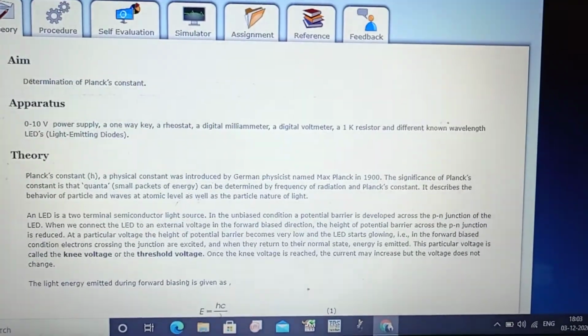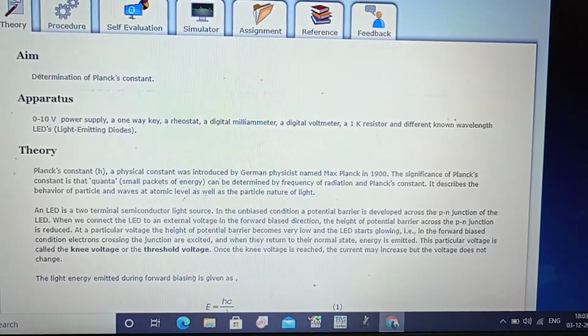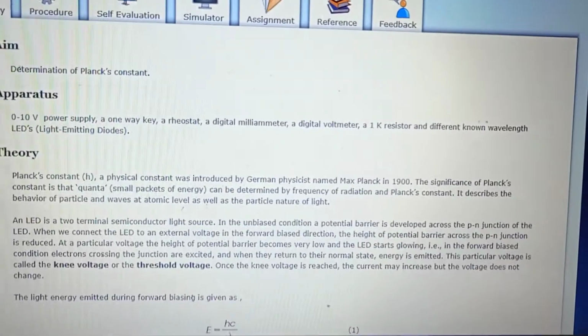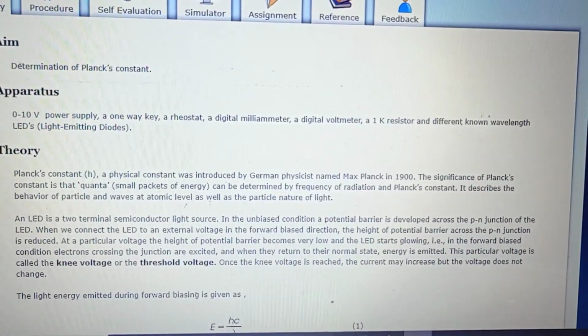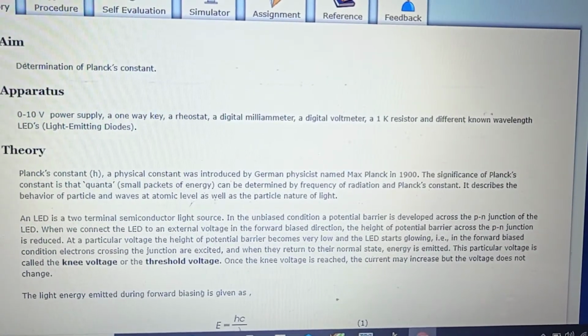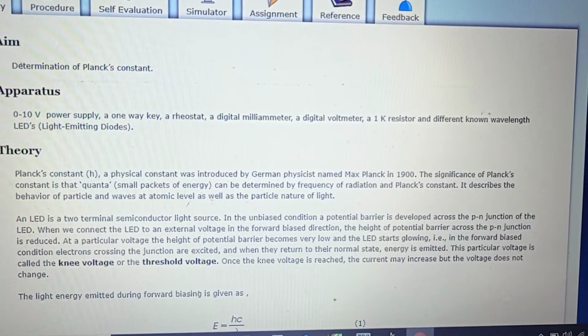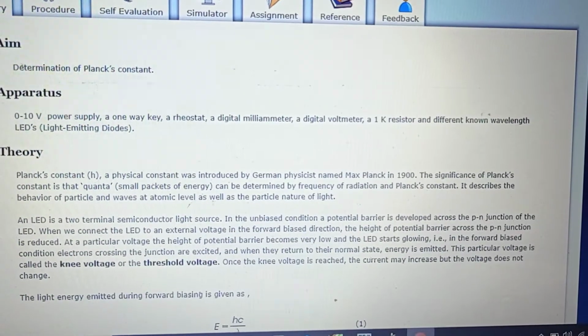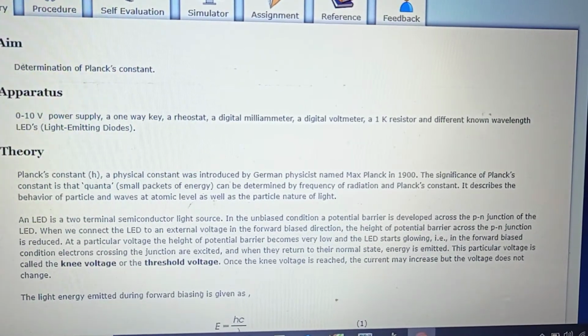We know that the Planck's constant, a physical constant, was introduced by German physicist Max Planck in 1900. The significance of Planck's constant is that quanta can be determined by the frequency of radiation and Planck's constant. It describes the behavior of particles and waves at the atomic level as well as the particle nature of light.